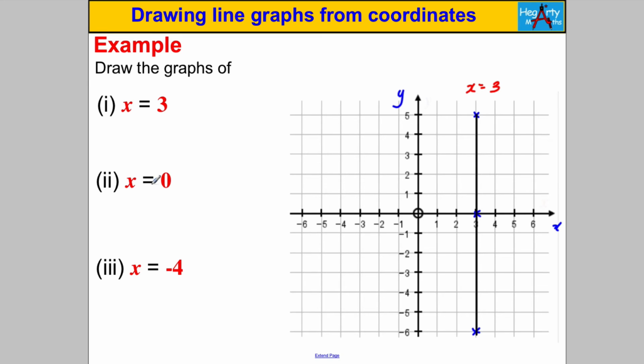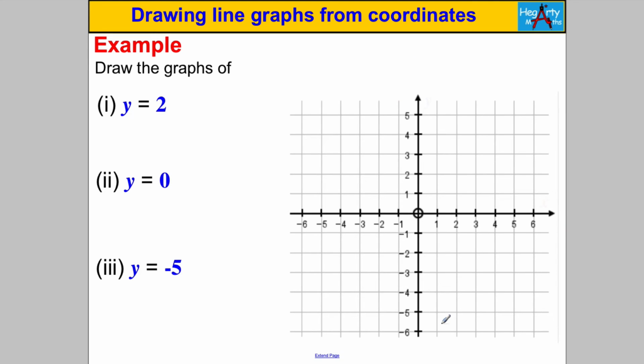What would x equals 0 be? I'm sure you get the picture with this one. x is 0 is going to be the line, the actual y-axis here, isn't it? That line there is x is 0. What about x is negative 4? Well, that would just be this line here. It's a vertical line going through x being negative 4. And there are lines. So x equals a number is always a vertical line.